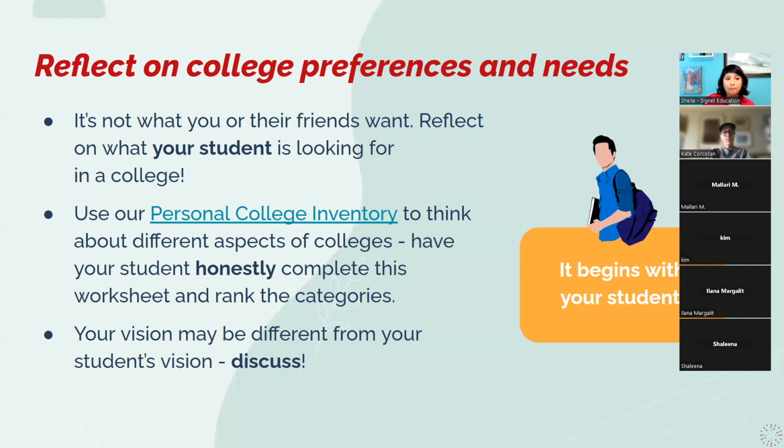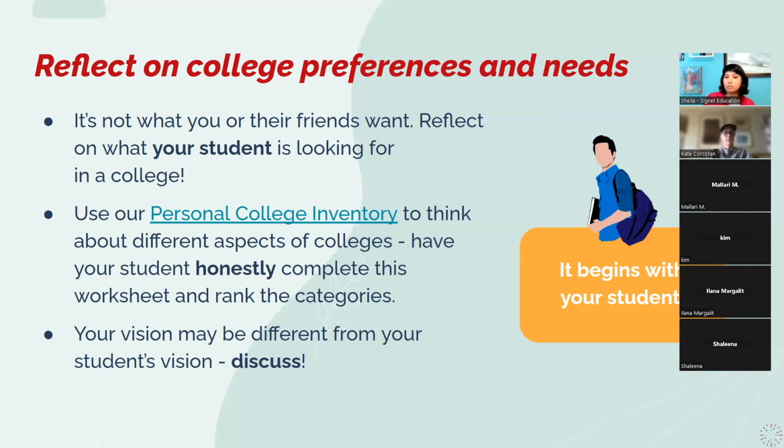So we like to do an exercise that we call the personal college inventory, that I'm going to show you in a second. And what I recommend is that you and maybe a partner go through this on your own, or maybe you do two separate versions for each parent, and you have the student do this as well, maybe in separate rooms, maybe even on separate days.